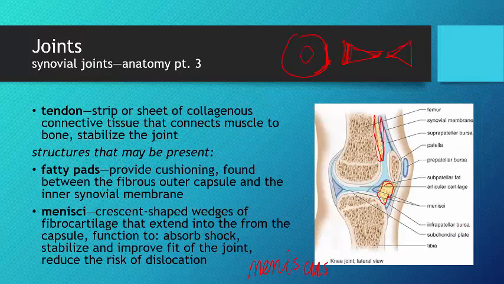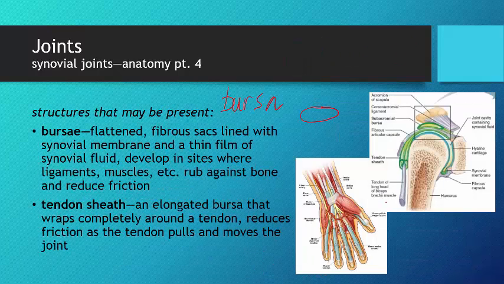So I'll go back to the previous slide. Here is the prepatellar bursa. That bursa, again, is not inside the joint cavity, but it's a little fluid-filled pad that is there to help cushion the anterior surface of the patella. There's another bursa right down here. So these bursae are just little thin sacs that develop in places where ligaments or muscles or tendons are rubbing against the bone, and their role is to reduce friction.